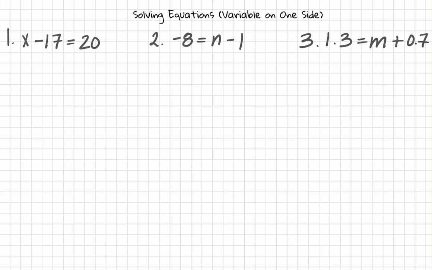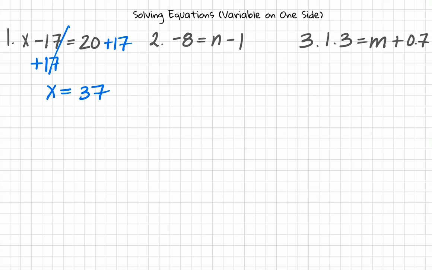First thing that we have to do is isolate the variable. X is not by itself, so it has a 17. To take care of that 17, we're going to add 17 since it's a negative. So then we're going to add 17 on this side as well. This canceled out. Subsequently, X is now isolated, and then we just do the math, and that's going to be 37.